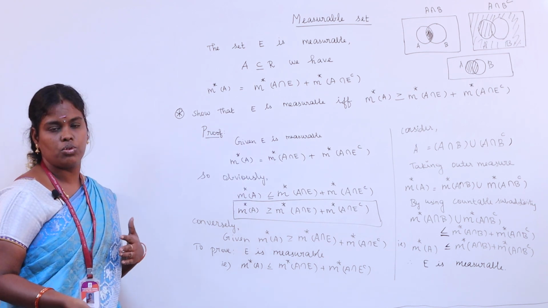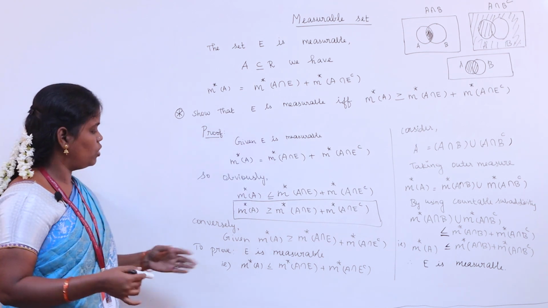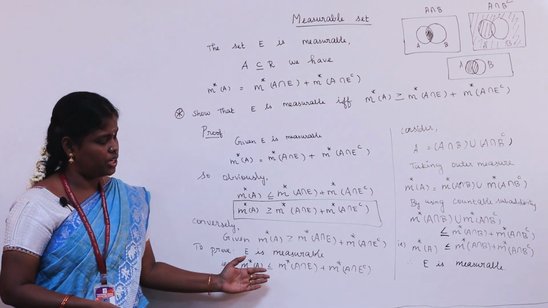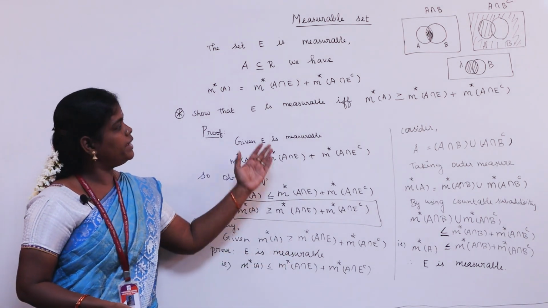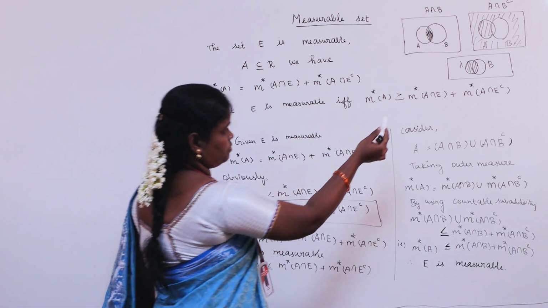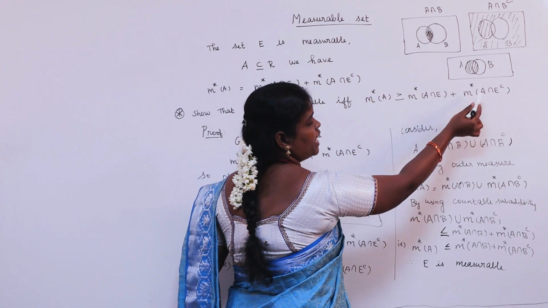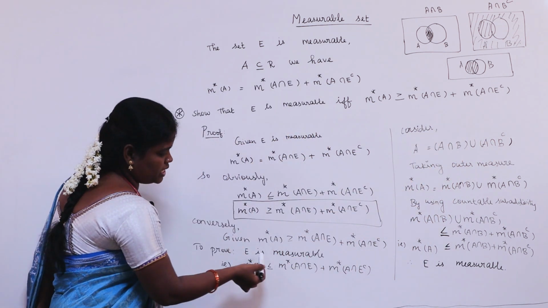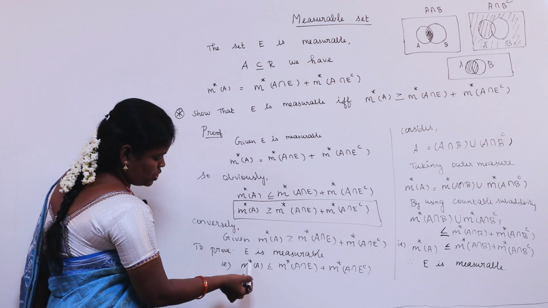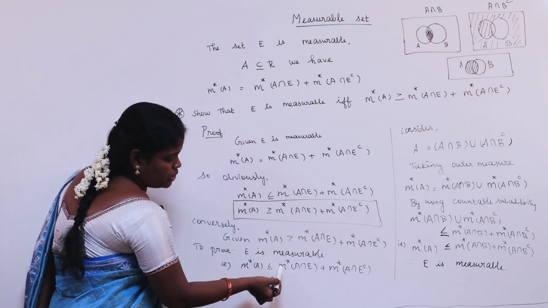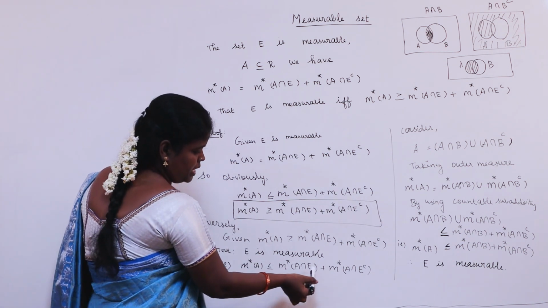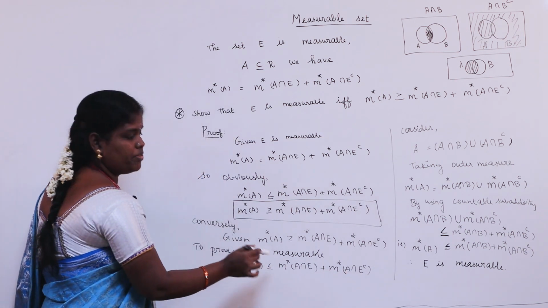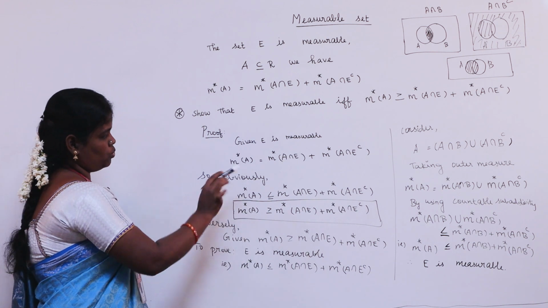Conversely, we have to prove that. So we have to take outer measure of A is greater than or equal to outer measure of A intersection E plus outer measure of A intersection E complement. So we have to prove E is measurable. So outer measure of A is less than or equal to outer measure of A intersection E plus outer measure of A intersection E complement. In that case only we have to prove. It's enough to prove.